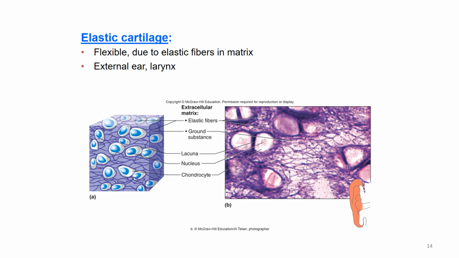Elastic cartilage. Do not confuse this with elastic connective tissue. Elastic connective tissue makes up our hollow organs, aorta, blood vessels, but here elastic cartilage makes up our external ear and the larynx. Larynx is our voice box.